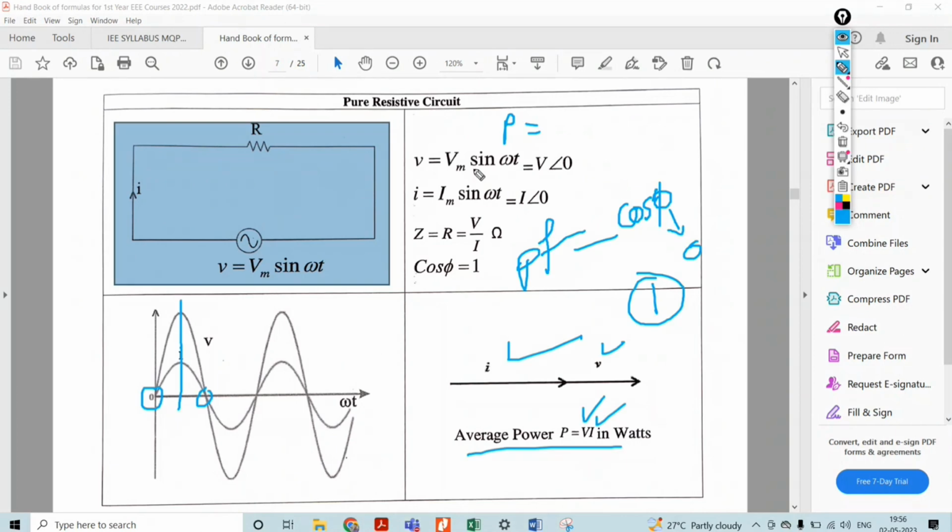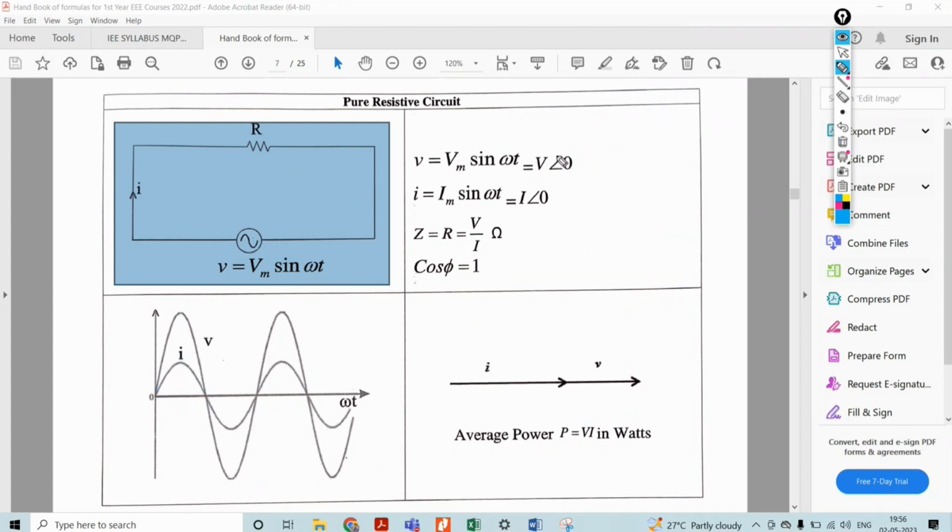Okay, in case of an AC circuit, P is equal to what? VI cos phi. If cos phi is 1, what is the power equation? P is equal to V into I. That itself is the active power. Make use of this to solve your problems.